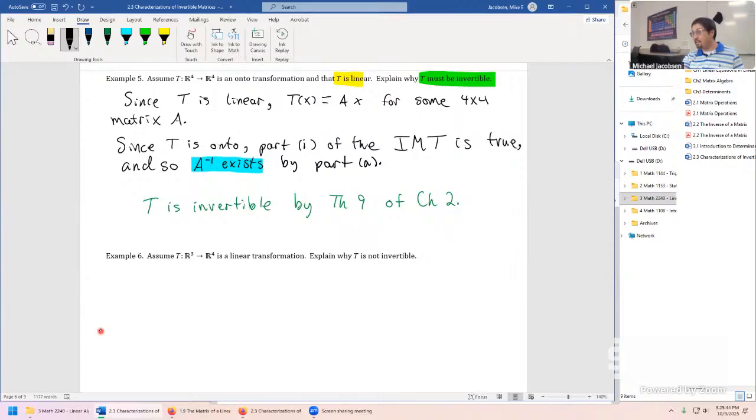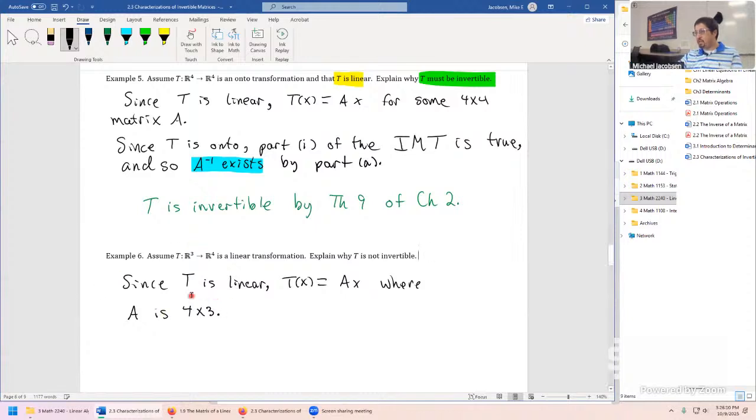We can now say, since T is linear, T of x equals A x, where A is, it's not 3 by 4, it's going to have to be of size 4 by 3. So reverse the domain and codomain dimensions.